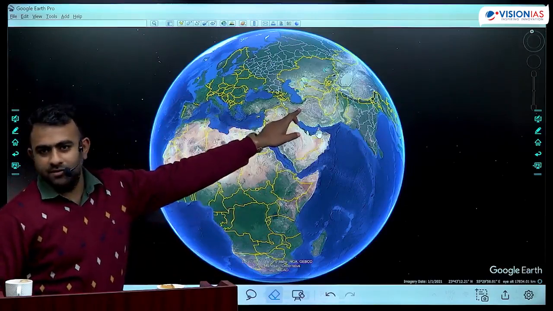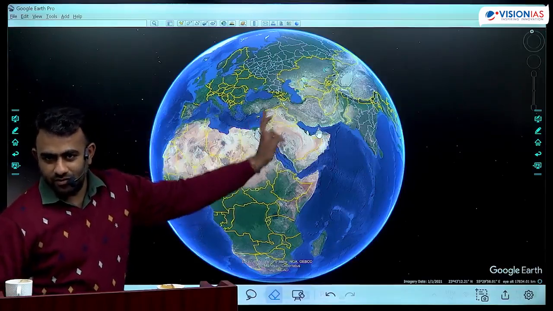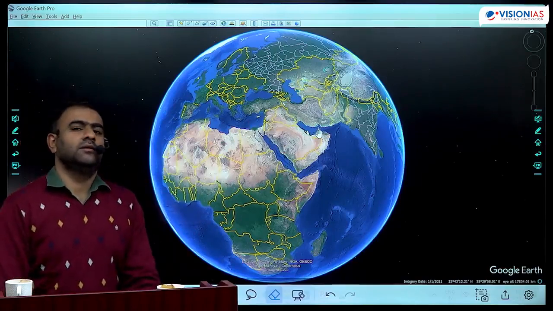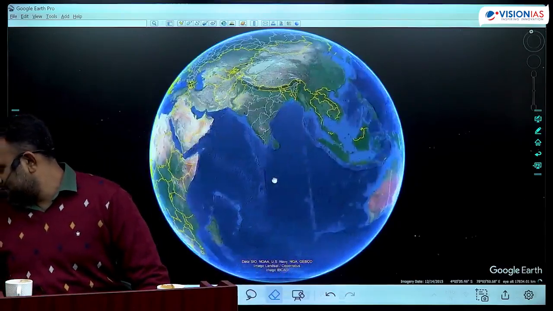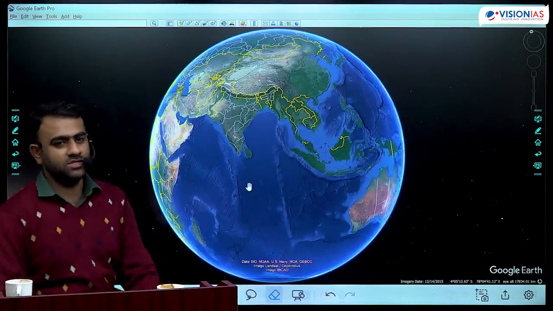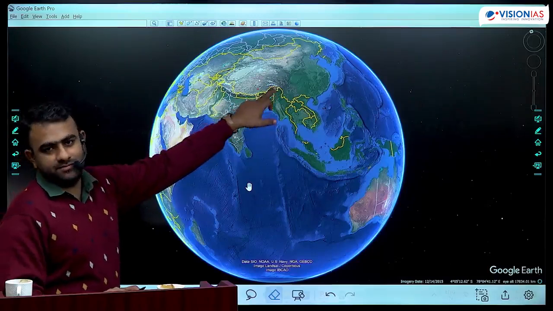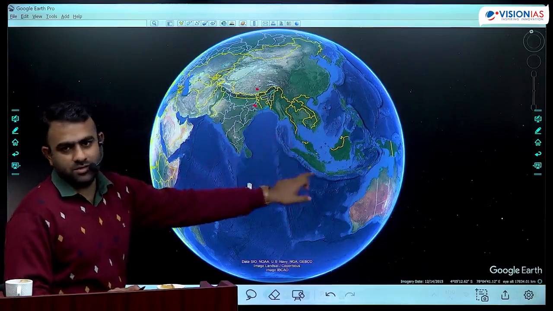Orangutans came out, gibbons came out. Okay, orangutans, gibbons. Orangutans are presently in Southeast Asia. Gibbons are also presently in Southeast Asia. In India, Northeast India, we have gibbons. Gibbons are here, orangutans are here, in Southeast Asia.